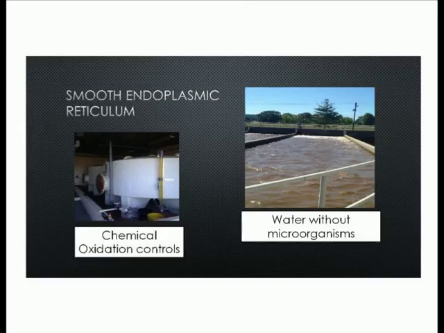Smooth endoplasmic reticulum. This is similar to the rough endoplasmic reticulum, except that it does not have ribosomes. This organelle helps with the synthesis of lipids, phospholipids, and steroids, as well as carbohydrate breakdown and blood detoxification. The water with only chemical oxidation used to remove organic matter does not have the capability for respiration synthesis, but it does contribute to the conversion of CO2 and H2O to energy.